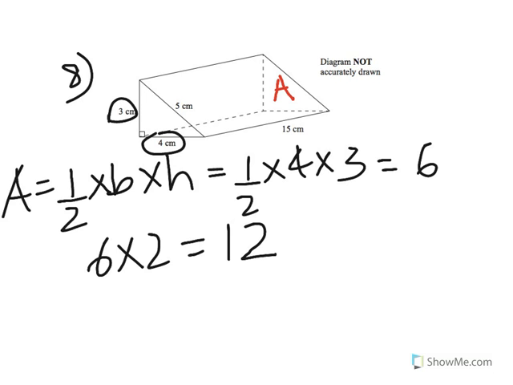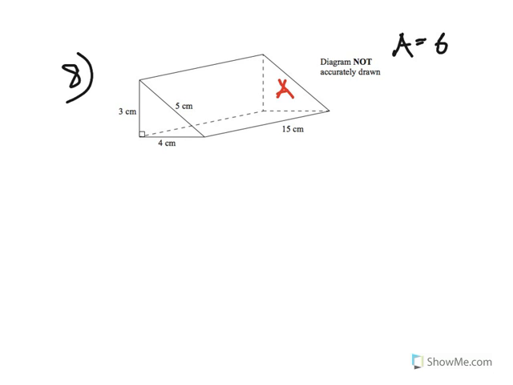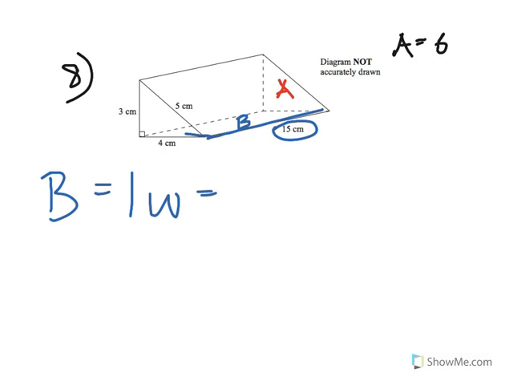Now we'll find the area of the bottom rectangle over here, which is the base of the whole shape. The area of any rectangle is just length times width. So B is equal to length times width. In this case, the length is 15, and the width is this slant thing over here, so it's 4. So length times width, which is 15 times 4, is 60.